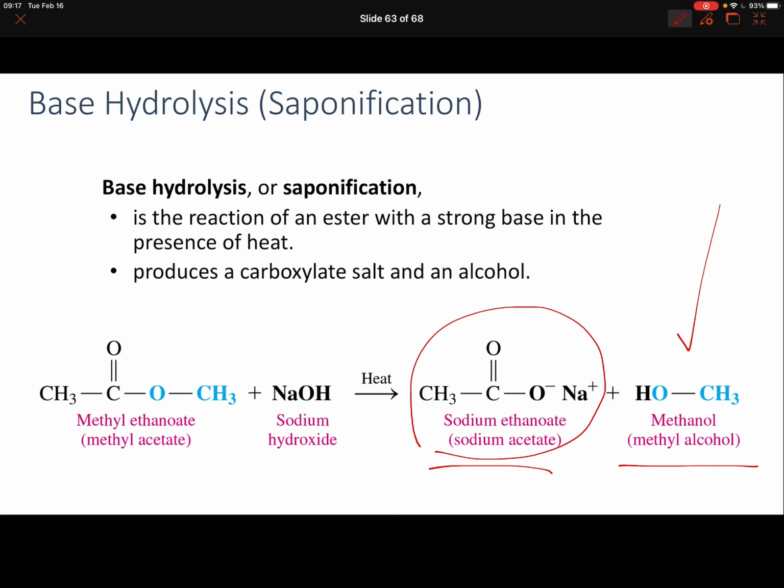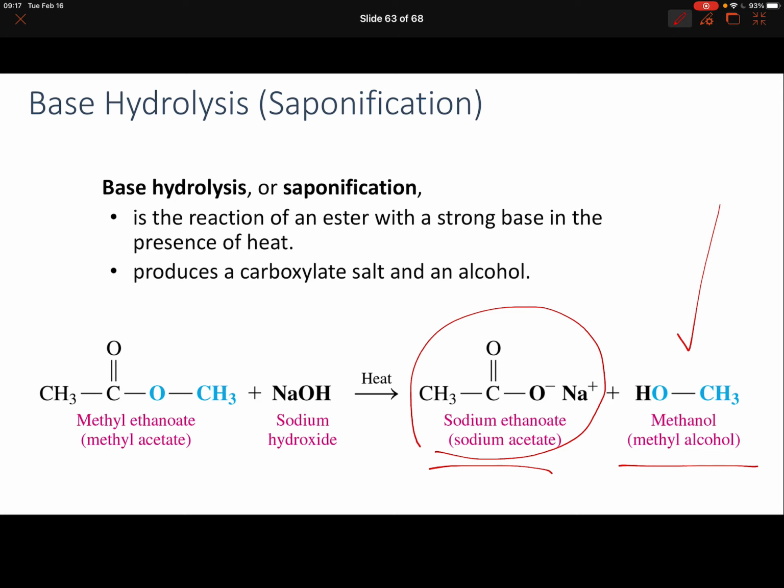So sodium acetate. In order to understand base hydrolysis the best, you need to be okay on your neutralization of carboxylic acids, because that's what's happening here. We're just neutralizing that carboxylic acid into its carboxylate salt. And that doesn't happen in acid hydrolysis, just base.